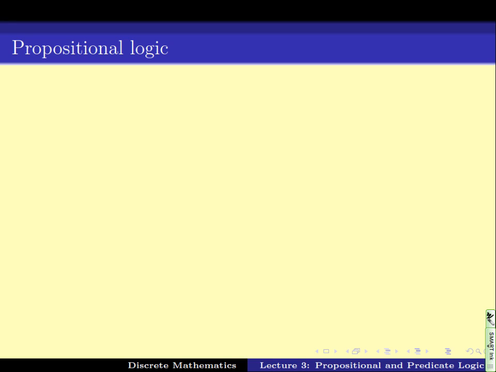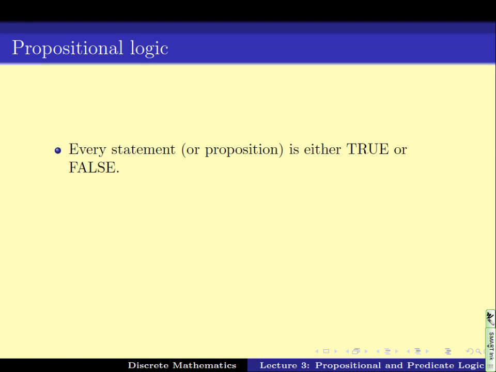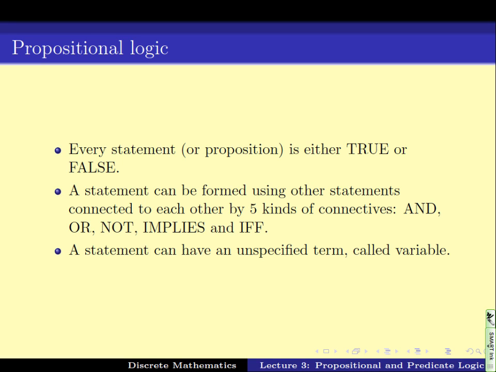So to recollect what we have done till now, we have set up the basics of propositional logic, where every statement is either true or false. The statements are connected using 5 connectives, that is and, or, not, implies, and if and only if. And a statement can have some unspecified term, but that has to be quantified using one of these two quantifiers, for all or there exists.